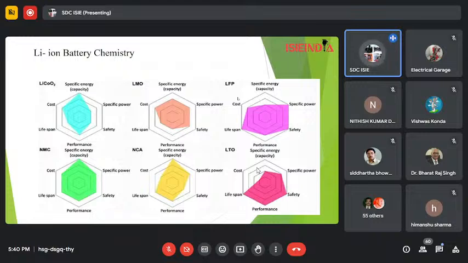So LFP is on the lower side in cost, on the topmost side in specific power, and has the highest safety, as we are going to travel inside that electric vehicle. So we need to consider our safety first. Again, the performance is good, and even the lifespan is very good when we are talking about LFP cells.